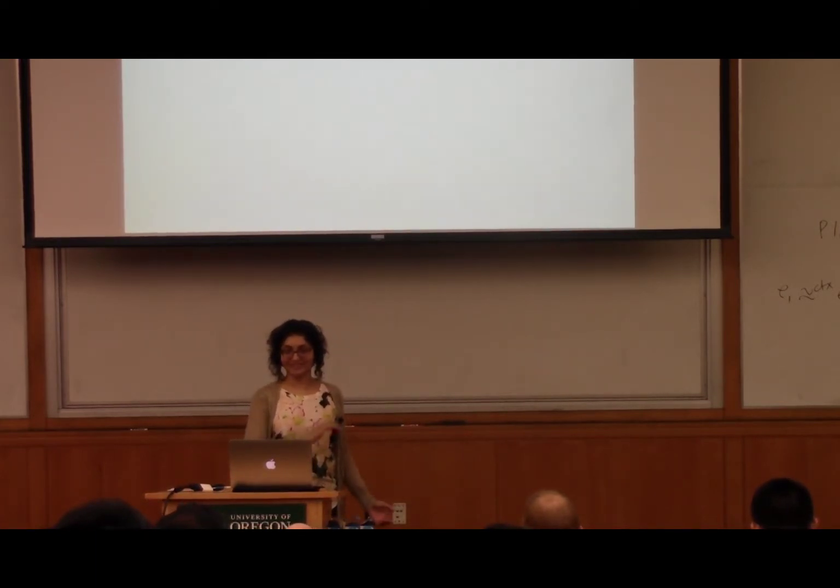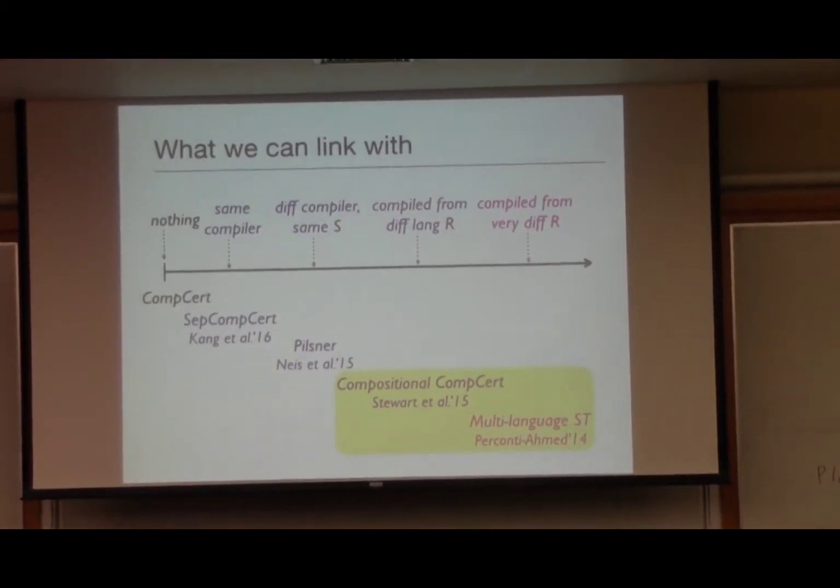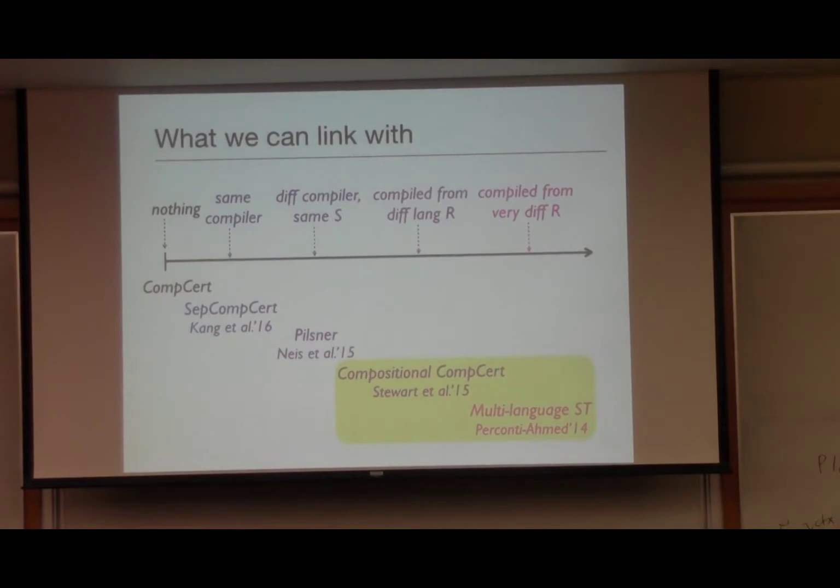Okay, so let's talk about a better approach. We want to handle multipath, and we want to handle linking with things without having to say that we're linking with something that has this particular relationship to my source language, right? That's where we are. So the next two approaches that I'm going to talk about are compositional CompCert, which took CompCert and essentially scaled that proof, modified the proof architecture and showed how to do compositional correctness, and this multi-language approach.